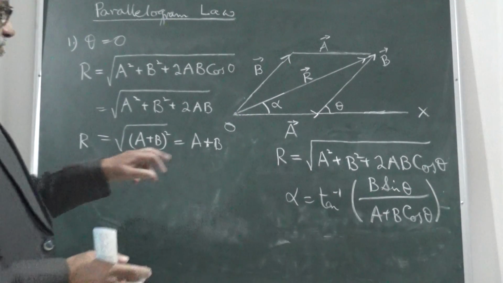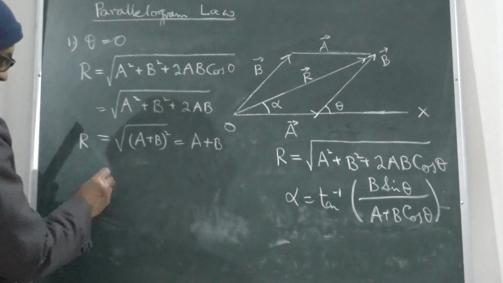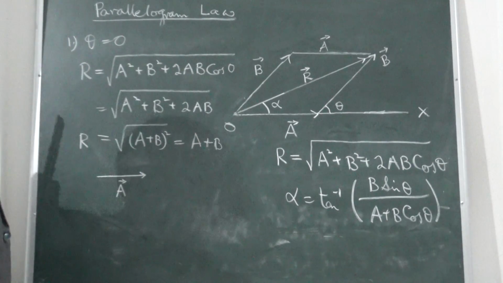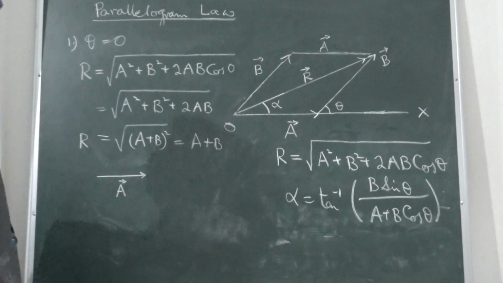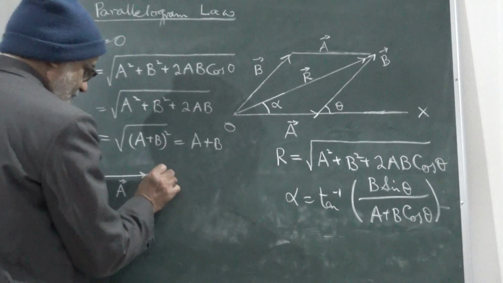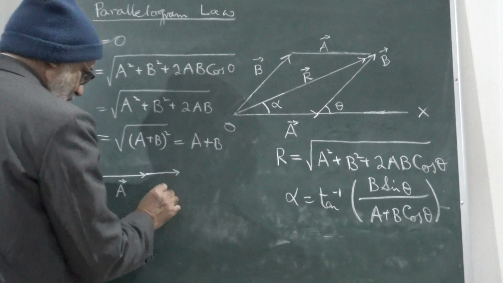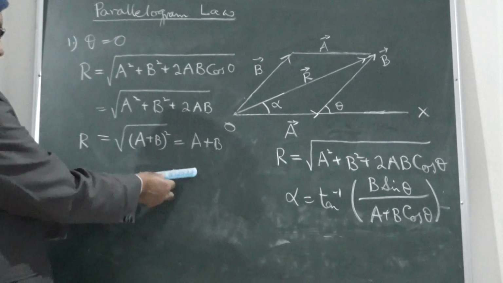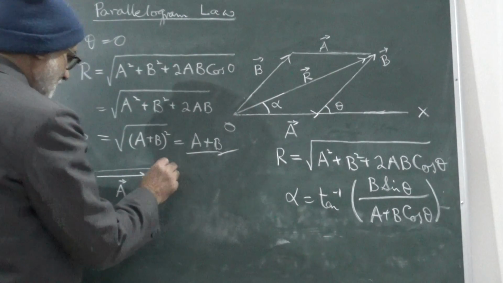You can verify it by geometrical addition also. Geometrically, if the two vectors make an angle of 0 degree, suppose this is a vector A and another vector B which makes 0 degree with it, which means it is parallel to A, and you add geometrically, putting the tail of the succeeding vector on the head of the first. So this is B, and the total length gives you the magnitude. The total length is equal to this much, which is A plus B. So this is the length of the resultant.